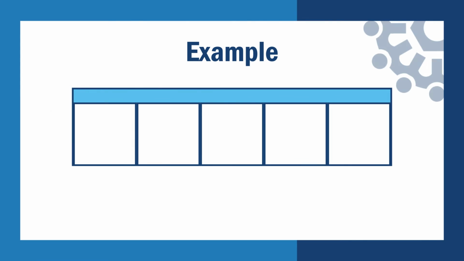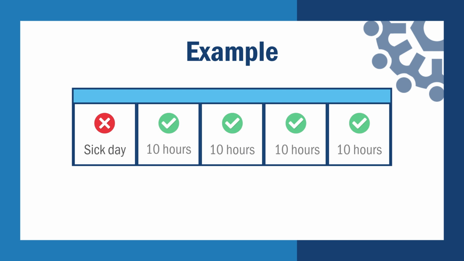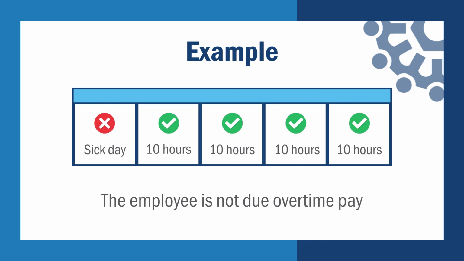As an example, if an employee takes a sick day for one of the 5 days they are scheduled in a work week, the employee then returns to work and works 4 10-hour shifts. The employee is not due any overtime pay. They simply must receive 8 hours of sick pay and 40 hours of regular earnings.